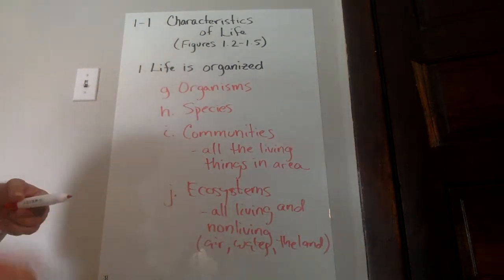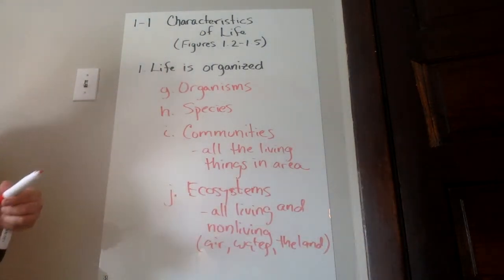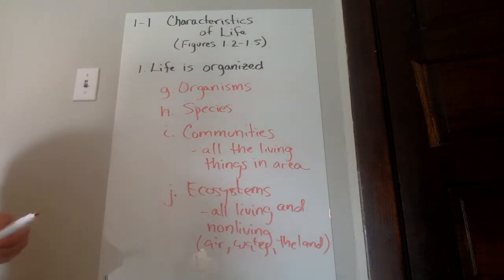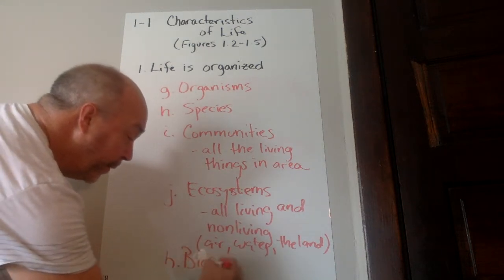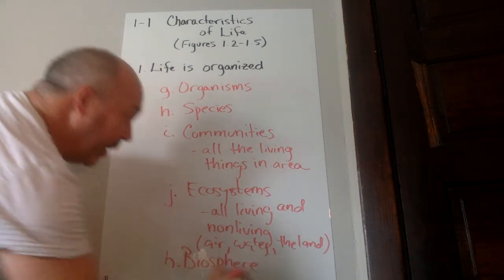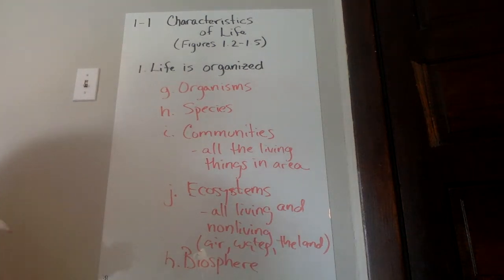Soil isn't living. Air is not living. Water is not living, but it is part of our ecosystem. We need these things to live. And then our last level is what's called the biosphere. And the biosphere is going to be the collection of all the ecosystems on the planet.